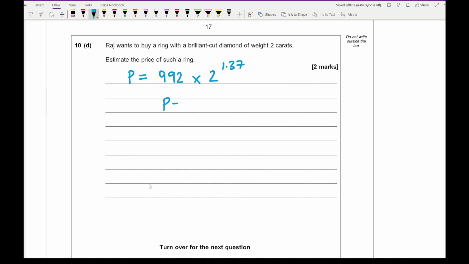And if I type that all into my calculator, I get an answer of 2560. And that concludes section 8 of this paper.